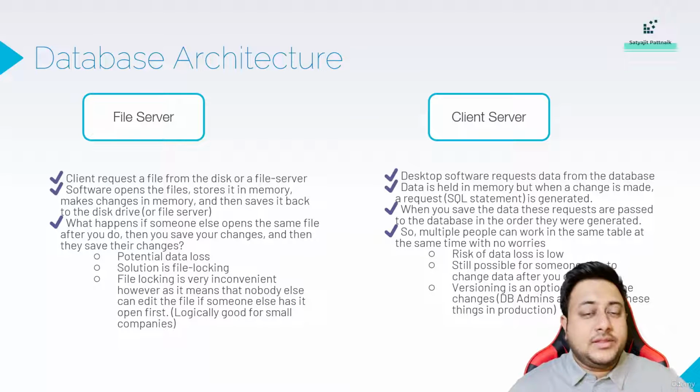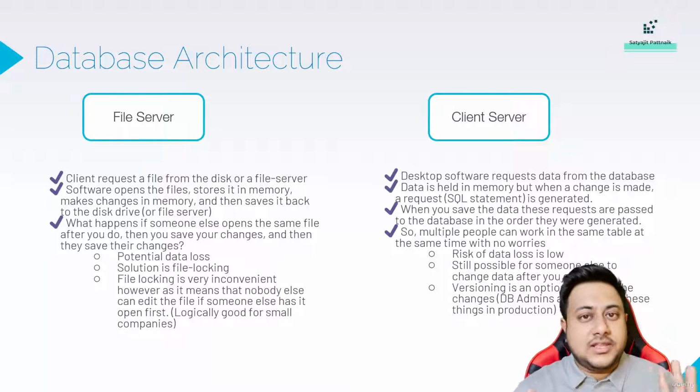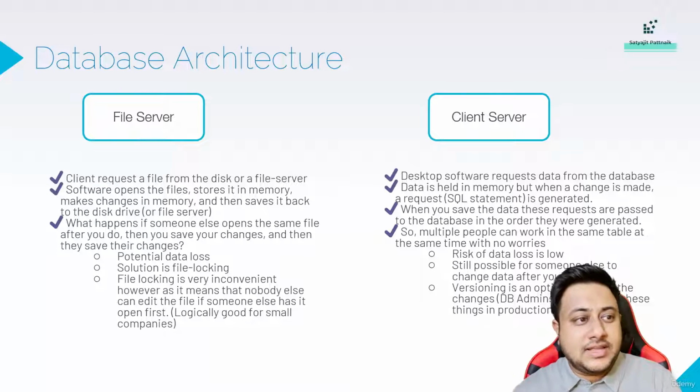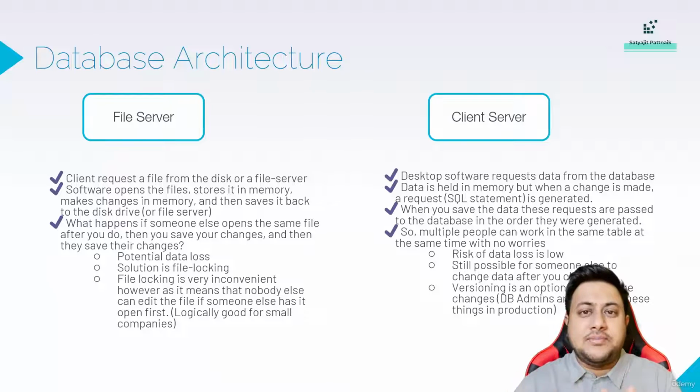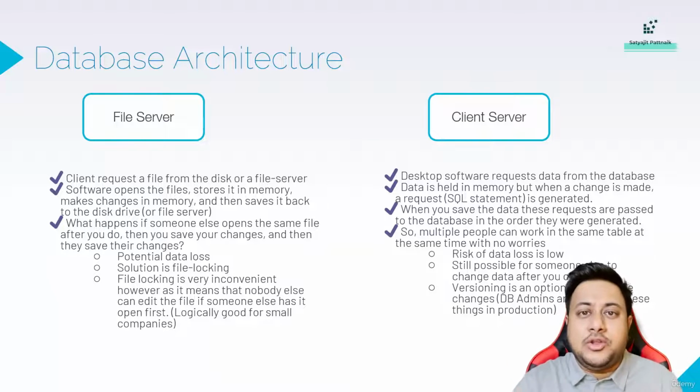Now, in the last video, we talked about the different types of database architecture. What are the two different types of architecture? One is going to be your file server and one is going to be your client server. Okay, majorly there are two types. What is a file server? A file server is nothing but a client requesting a file from the disk or a file server. Just imagine you have a place where you are keeping all your files. So that is called a file server.